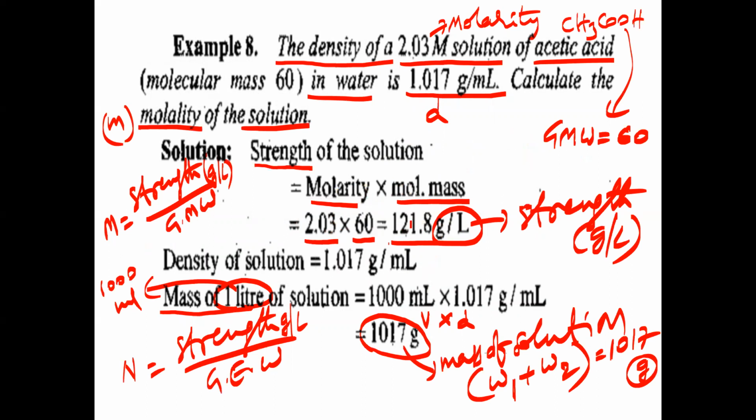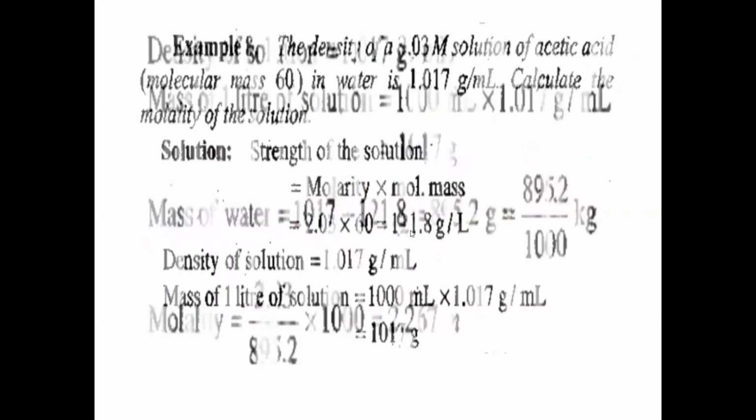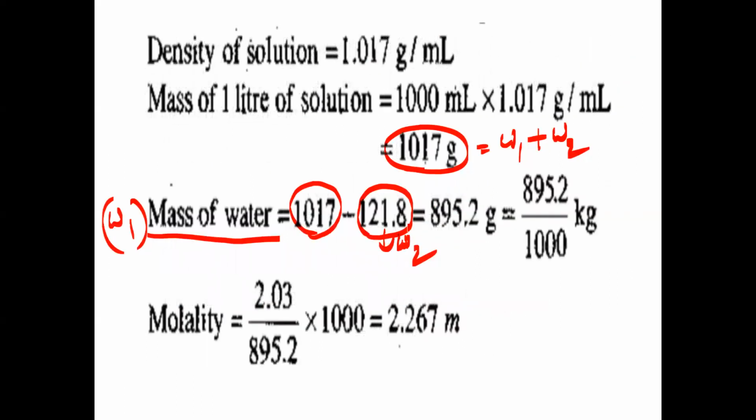So the weight of solute is taken as 121.8, and the weight of solution is 1017 grams. Then we get the weight of water, that is the solvent, equal to 895.2 grams. This is in grams. If you want it in kilograms, we have to divide the grams by 1000.